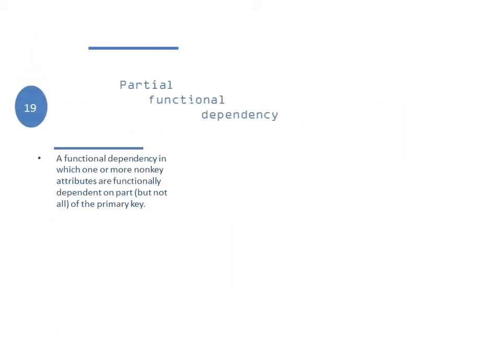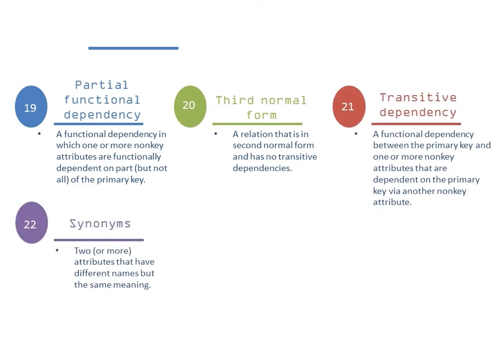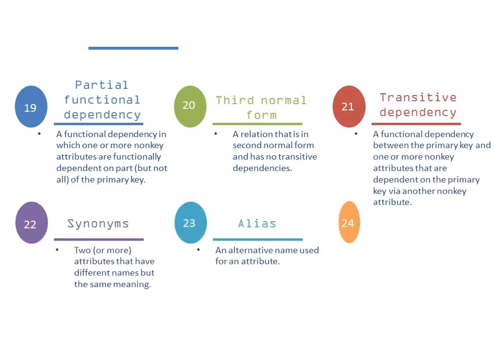Okay, the next, number 19, partial functional dependency. A partial functional dependency is a functional dependency in which one or more non-key attributes are functionally dependent on part, but not all, of the primary key. For example, attribute Y has a functional dependence on attribute X if and only if each X value corresponds to a Y value.